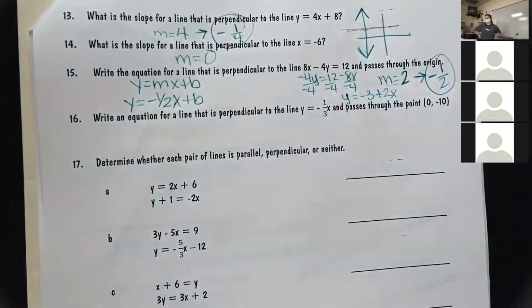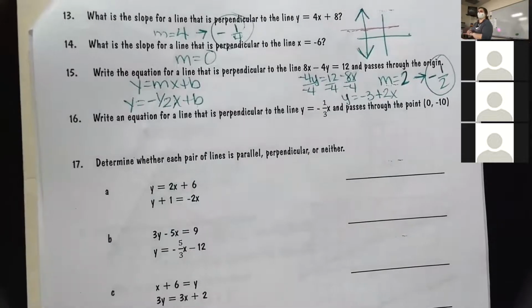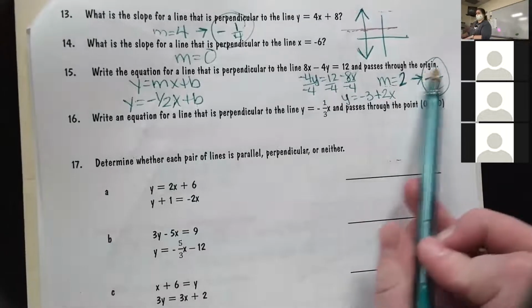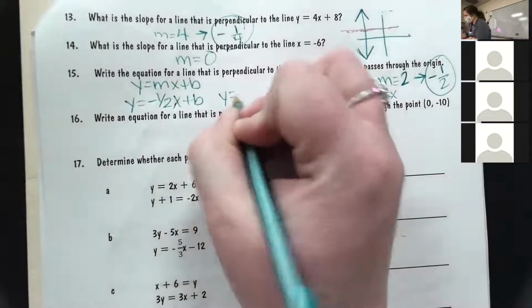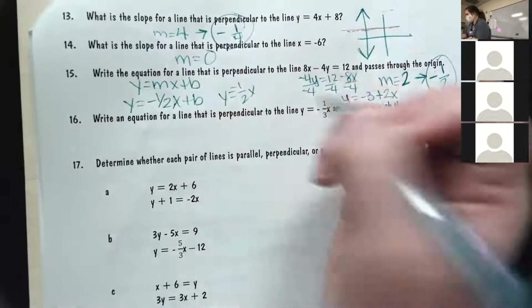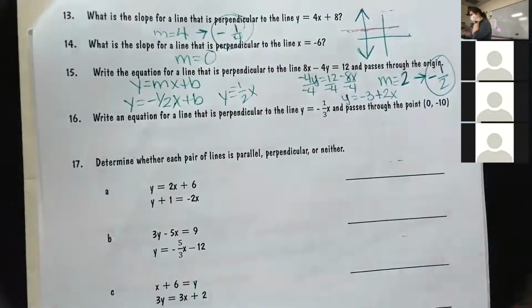Oh no, I still don't know b. What other information did they give me? Passes through the origin. What's the origin? 0, 0. Oh, if I'm passing through 0, 0, where did I cross the y-axis? At 0. So what is b then? 0. Yeah, y-intercept is 0. Right here, passes through the origin. So y equals -1/2 x plus 0. Do I need to put plus 0? No.